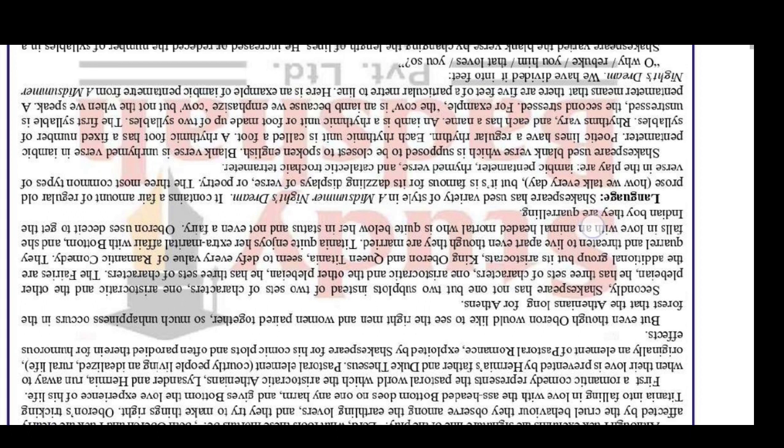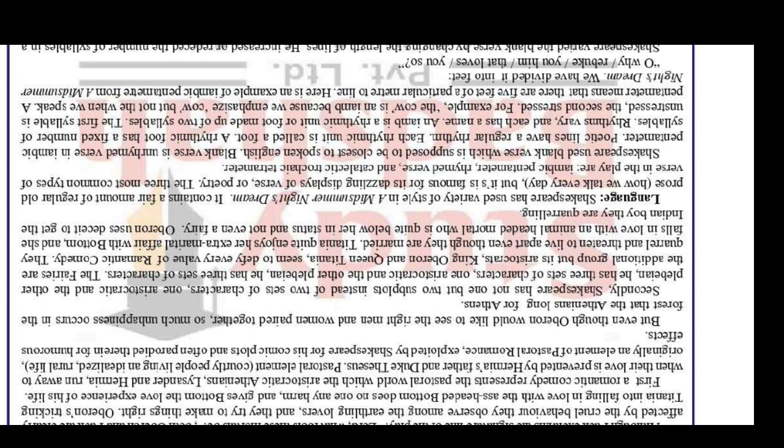Although Puck exclaims the signature line of the play, "Lord, what fools these mortals be!" both Oberon and Puck are clearly affected by the cruel behavior they observe among the earthly lovers, and they try to make things right. Oberon's tricking Titania into falling in love with the ass-headed Bottom does no one any harm and gives Bottom the love experience of his life.